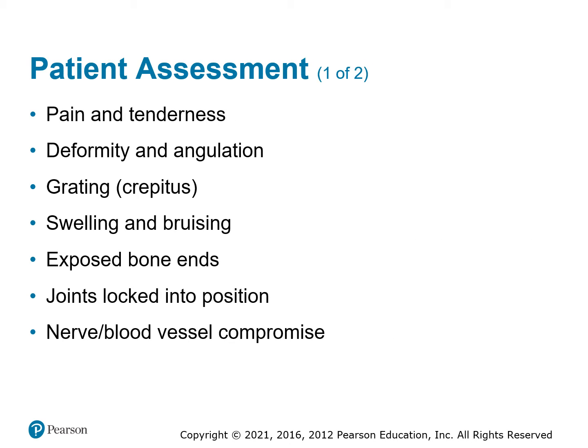From a general standpoint, as you assess the patient, some of the things that you're going to look for are obviously going to be pain and tenderness. Make sure that you are palpating appropriately so that you can determine that pain and tenderness. Make sure that you're getting an assessment of the pain on that scale of 0 to 10 to determine the amount of pain the patient's in. We're looking for deformities and angulation. These are going to be obvious signs of a fracture or dislocation.